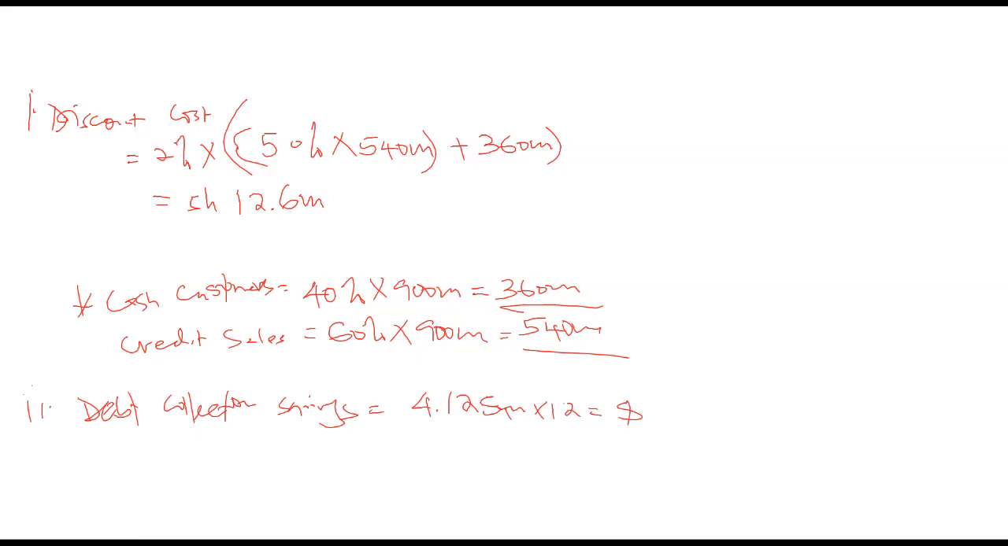It gives us 49.5 million. Okay, the shillings, not dollars. Therefore, the annual saving in terms of the debt collection is 49.5 million. So we're done with that.